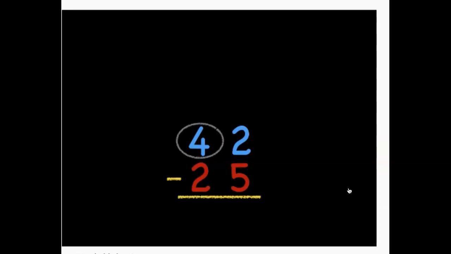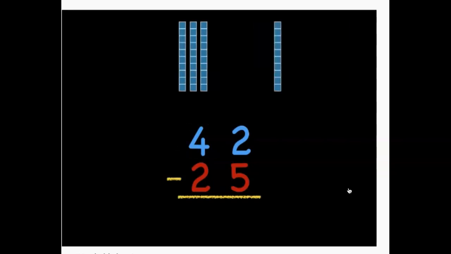There are 4 tens, so let's draw them. 1, 2, 3, and 4. And how many ones have we got? There are 2 ones, so let's bring in 1, 2 ones. So that's the number 42 drawn with the blue squares, and we're ready to subtract or take away 25.